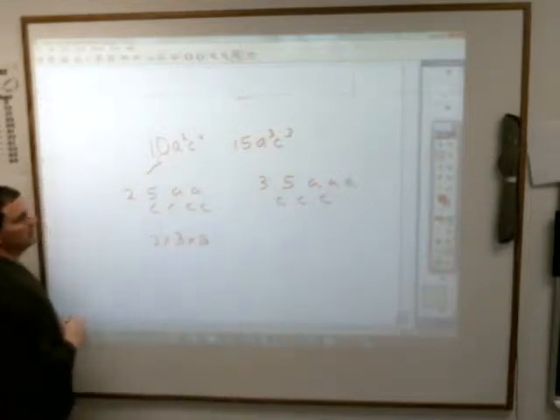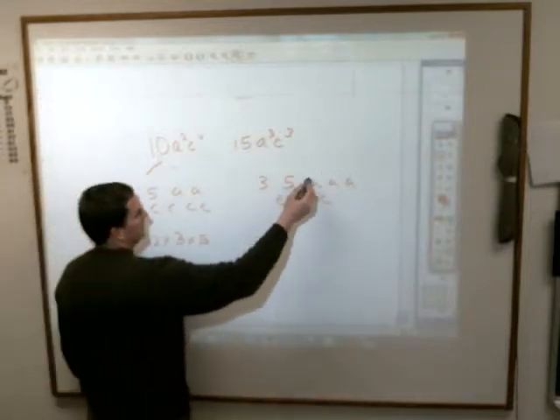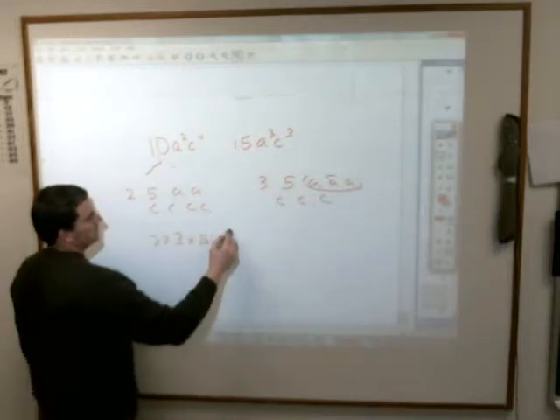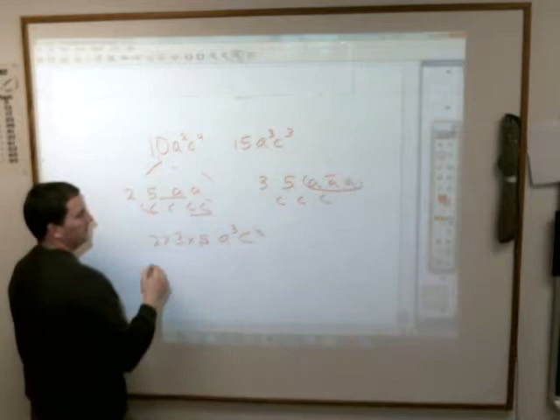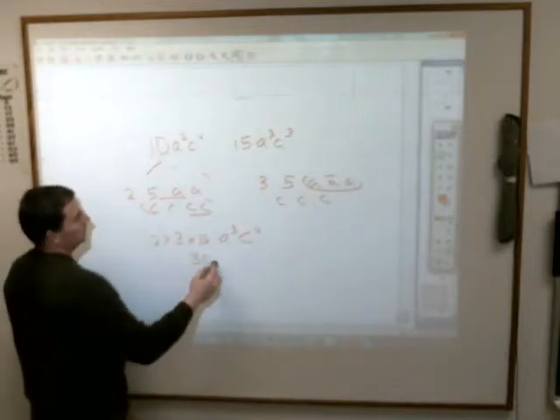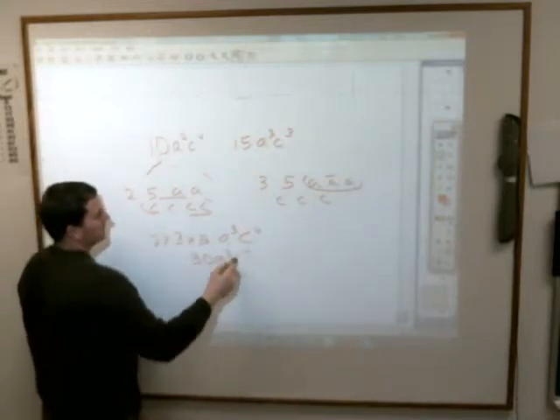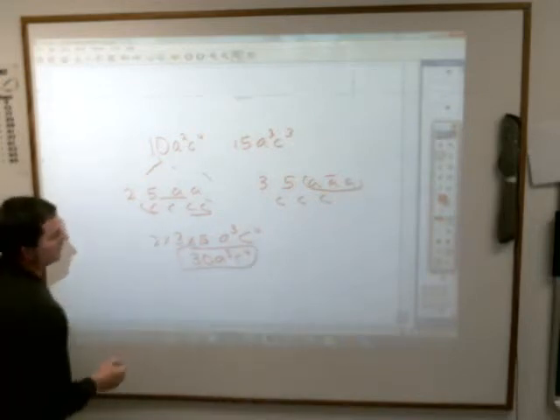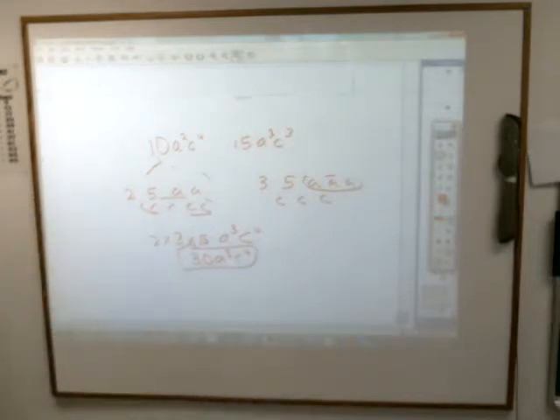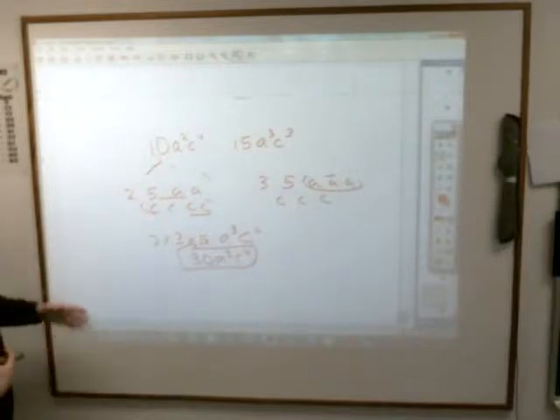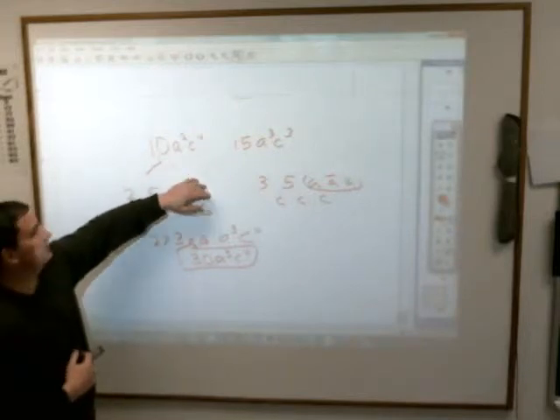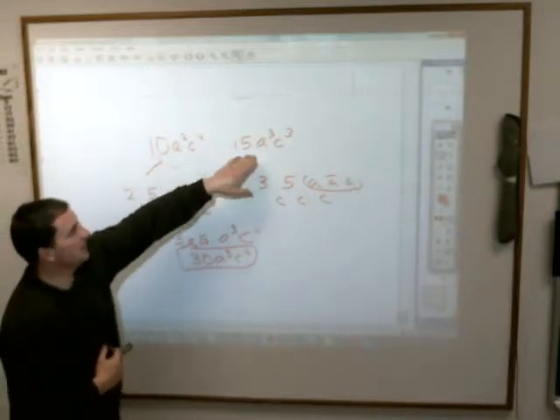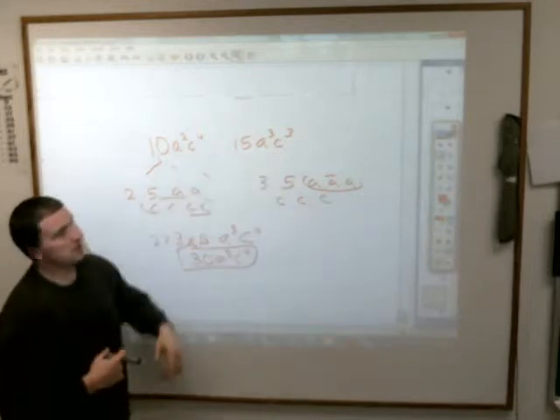What group has the most A's? This one, which is A cubed. This group has the most C's, which is C to the 4th. So you multiply this, it's 30, A to the 3rd, C to the 4th. Now I'm relatively sure that you would not have to do all that. You could probably just look at it and tell me that the least common multiple of 10 and 15 is 30. You take the group that has the most A's, take the group that has the most C's.